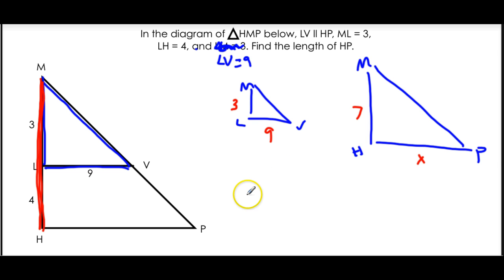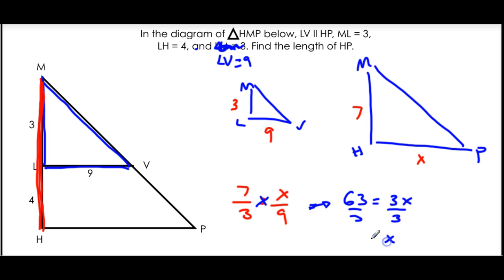Okay, now we just set up our ratios and solve. So 3 is to 7 as... Oh, you know what? Sorry, bigger triangle over smaller triangle. 7 is to 3 as x is to 9. We'll cross multiply and we get 9 times 7 is 63, and 3 times x is equal to 3x. Divide both sides by 3 and we get x is equal to 21. So how big is HP? 21. Sweet.